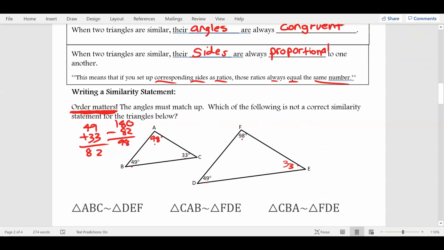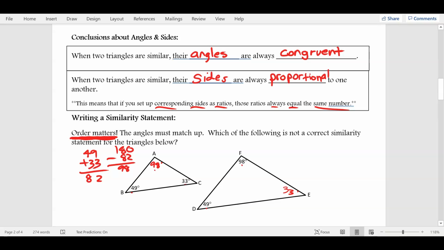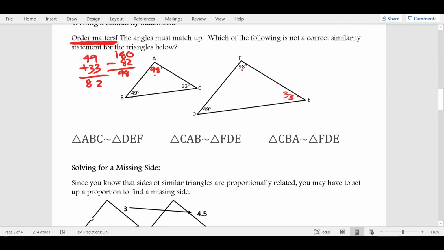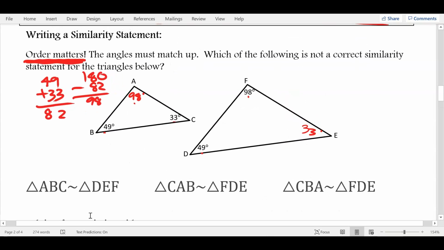Okay, so here we go. Now, let's go ahead and answer this. Let's see what we know. It says, which of the following is not a correct similarity statement for the triangles below? So everybody, I said it, I'll say it again. Order matters, okay? Things have to match up.